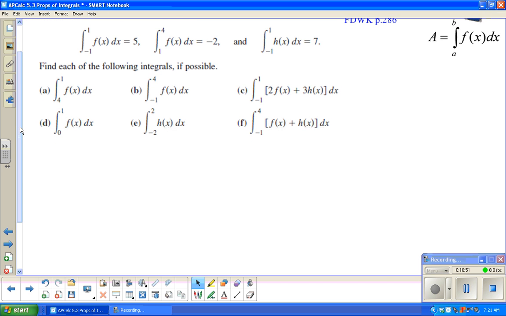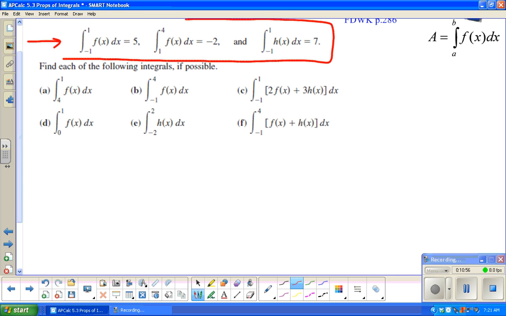So here's the idea. Let's say I already know some information about some integrals, for functions f and h, and I just know some specific information. I don't know what the original equations are. I don't care. I just know that the integral from -1 to 1 of f of x is 5. The integral from 1 to 4 of f of x is -2, and the integral of h of x from -1 to 1 is 7. That's given information. So a through f now are problems based on that.